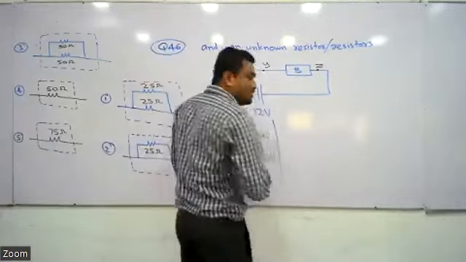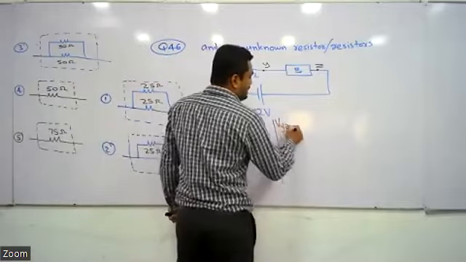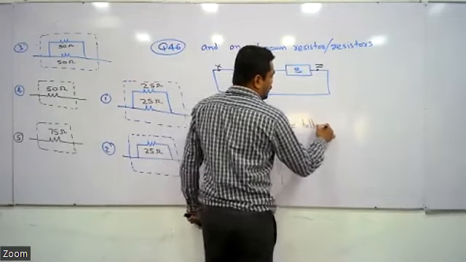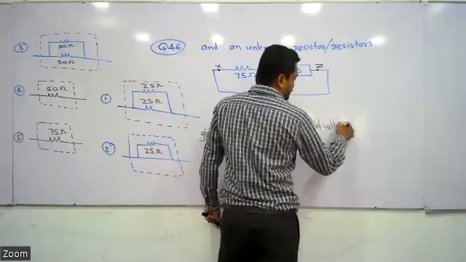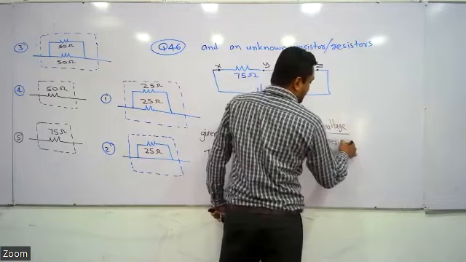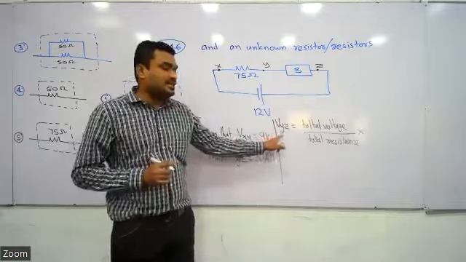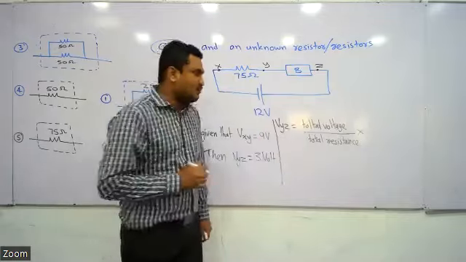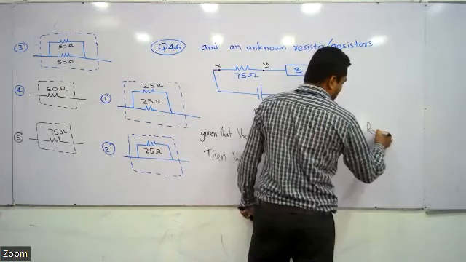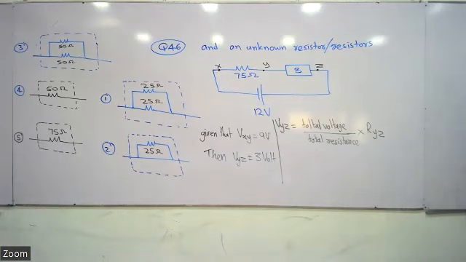Do you remember the voltage divider rule here? According to the voltage divider rule, VYZ equals total voltage divided by total resistance, multiplied by, since I want to find the potential difference between Y and Z, the resistance between Y and Z. What is the name of this theory? Voltage divider rule.